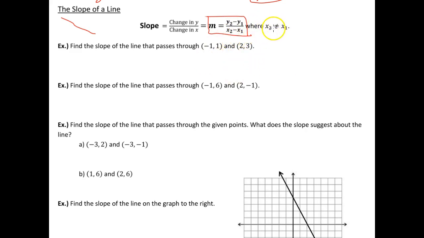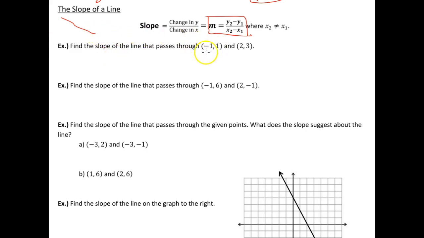And notice it says here that x2 cannot equal x1. Well, what would happen if they did? If these two values were the same, say 3 minus 3, I'd get 0 in the denominator, and I can't divide by 0. So that's why this little statement is here. If I try to divide by 0, I don't get a real number answer. That's what we call undefined.